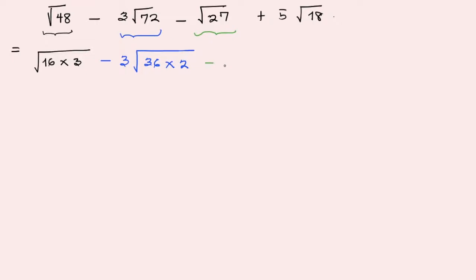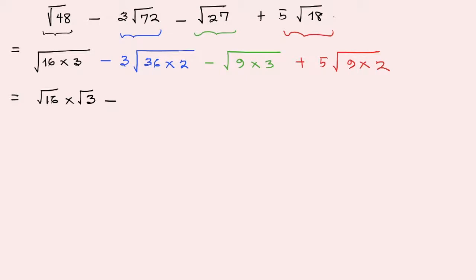Now we can break down 27 into 9 times 3. And we can break down 18 into 9 times 2. So these are equal to the square root of 16 multiplied by the square root of 3, minus 3 multiplied by the square root of 36 multiplied by the square root of 2. We're breaking down the expressions in the radical under the radical sign.